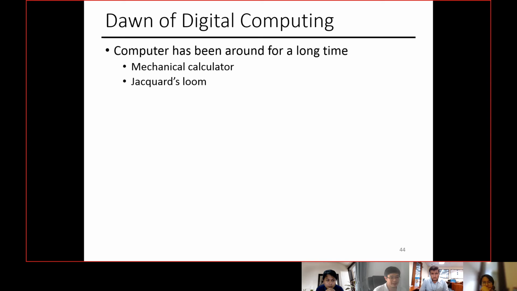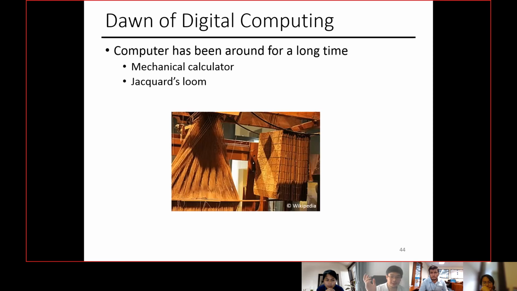Digital computing has been there for a while, right? But before the concept of electric-based digital computing, you have things like the mechanical calculator or Jacquard's loom, which is the picture I show here. This is from Wikipedia. You see this card right here with a bunch of holes. Anyone want to make a guess? What does this card do?